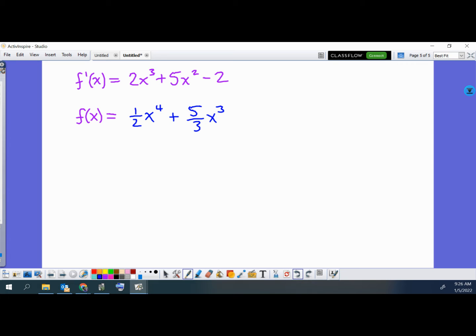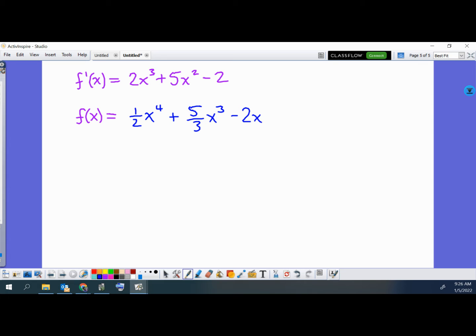Anybody got that one? Somebody else jump in. Yeah, good, Lauren. Minus 2x, you got it. Very good. If you take the derivative of minus 2x, you get minus 2, right? So far, so good. Now, there is one thing missing here.